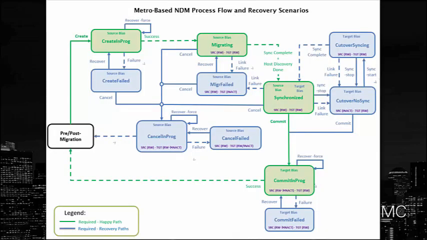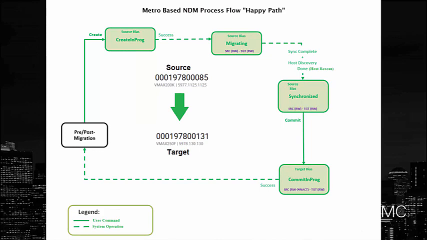Green being the happy path, so no issues all the way along from your create right through to your commit in progress and your successful commit in progress to your post migration. The blue bubbles just highlight the various different stages you can be in should you experience a failure at any of those steps, and again just the recovery scenarios. Just highlighting the happy path in this case, and bringing in some of the test environment that we're going to use.